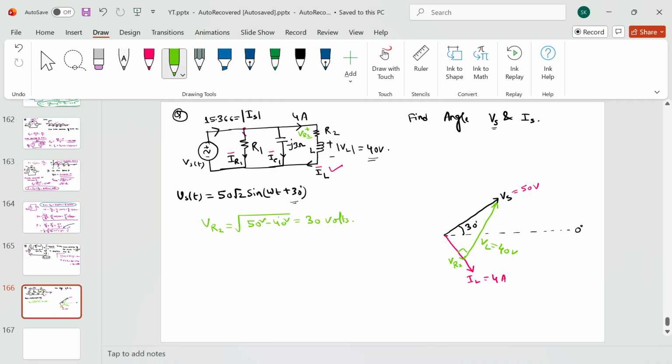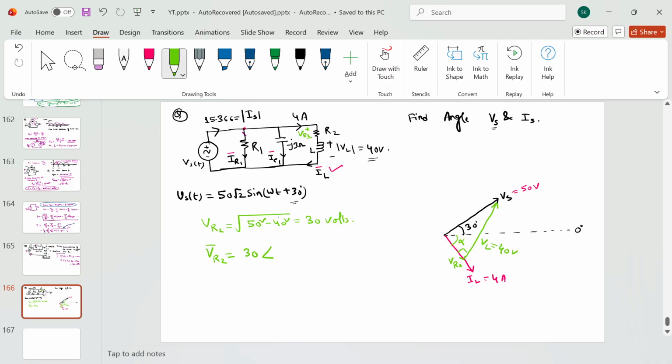Since it is a right angle triangle, you can apply the Pythagoras theorem, right? So you can get the VR2, the voltage across the resistance, as 30 volt. And the phasor of this VR2 will be 30 at an angle of this angle. Let me call it alpha. That is something that we don't know. Then we can calculate this angle.